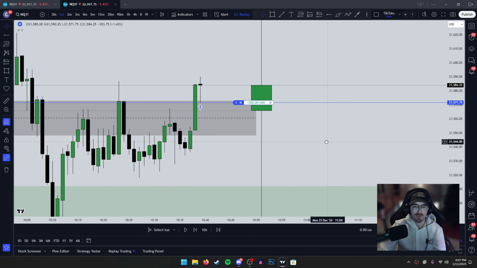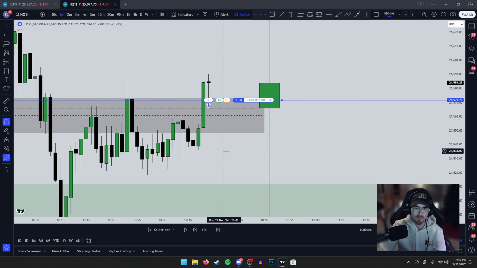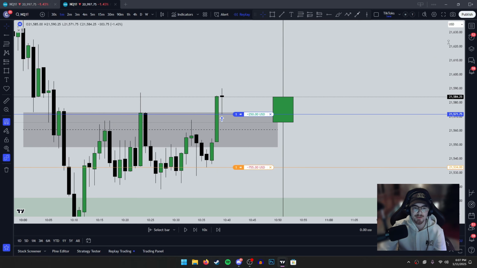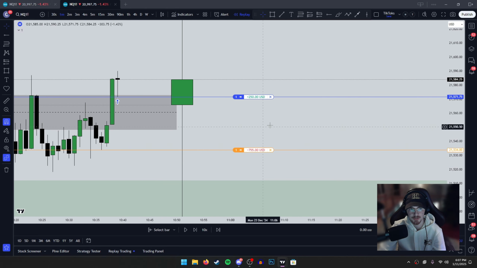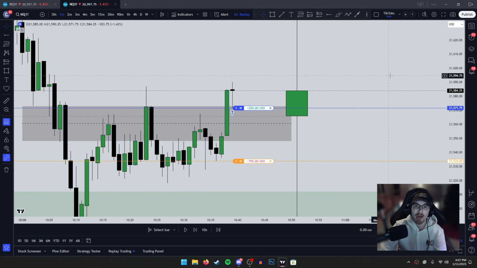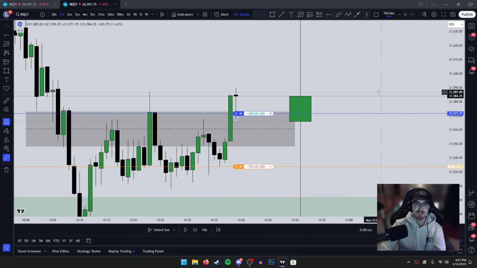Now, a lot of people would want to have their stop below this low right here, or even this swing low. Now, if this was a 2022 model and we had just swept liquidity and formed this fair value gap afterwards, that would be valid. However, this isn't the 2022 model. This is my 3-step model.